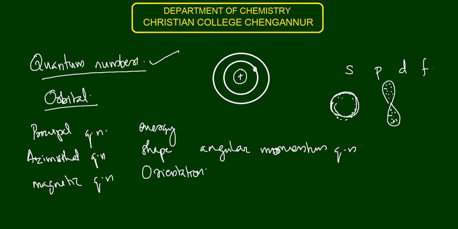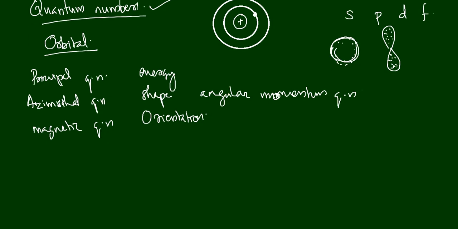We again know that each orbital is occupied by electrons, and each orbital can have two electrons. Then we need another quantum number to represent this electron, and that is the spin quantum number, which applies to the electron occupying the orbital. So we are going to learn in detail these four quantum numbers: principal quantum number, azimuthal or angular momentum quantum number, magnetic quantum number, and spin quantum number.